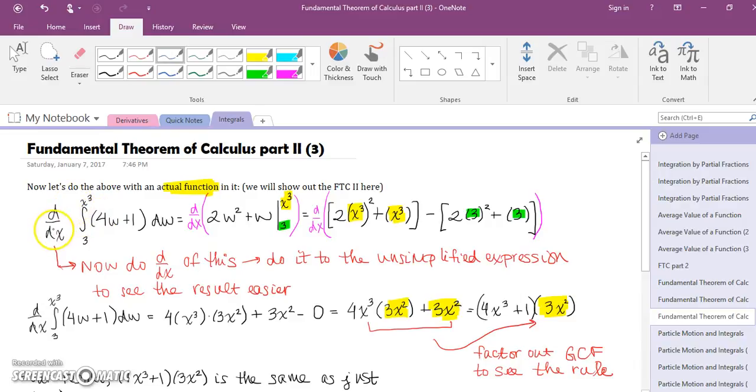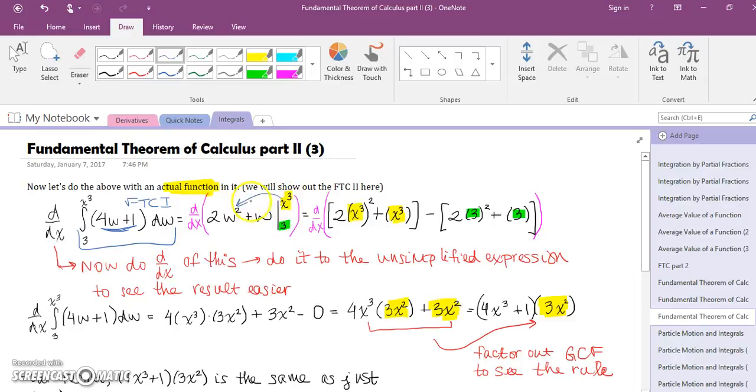So I'm going to ignore d dx for now, and I'm going to take care of the inside first. I'm going to use FTC Part 1 here, which says to do a definite integral, you take the antiderivative, evaluate at the endpoints, and subtract. So the antiderivative of this is 4w to the second over 2. So 2w squared plus w. I'm going to evaluate at the endpoints.